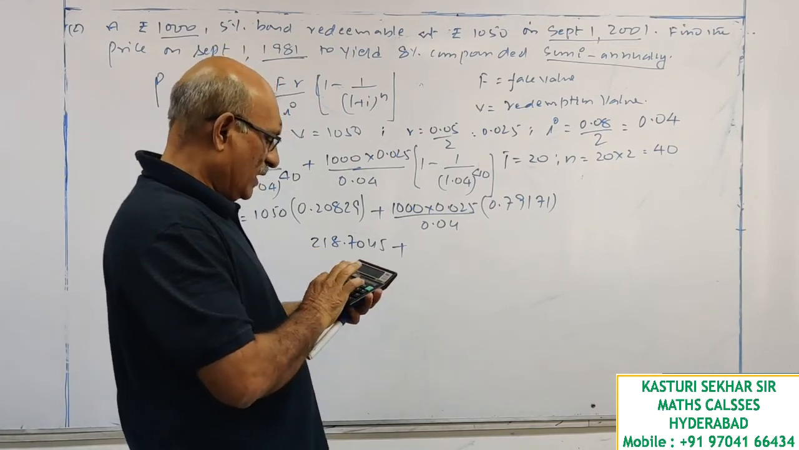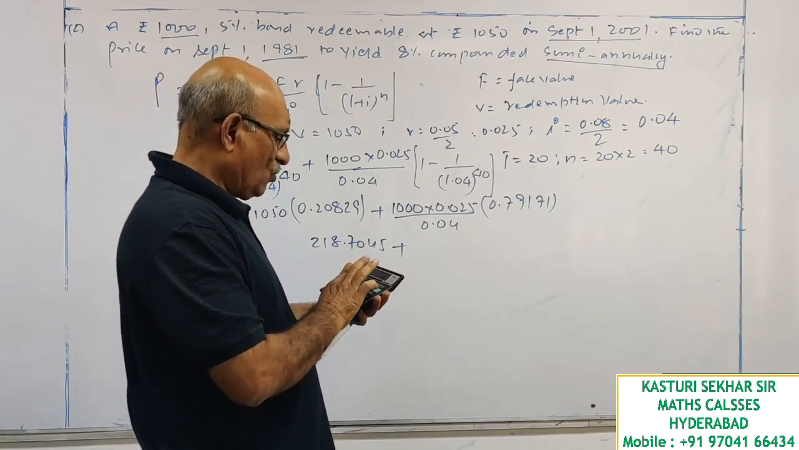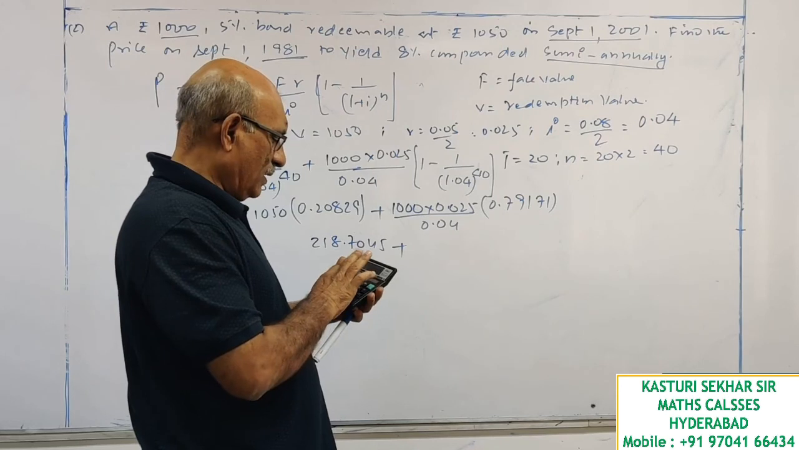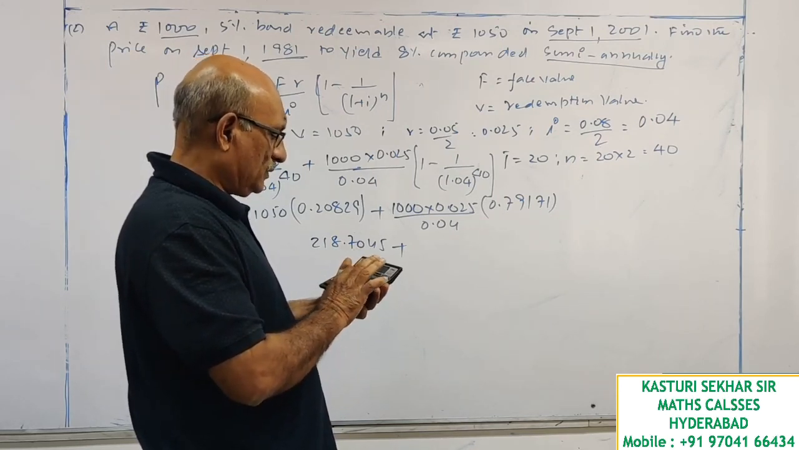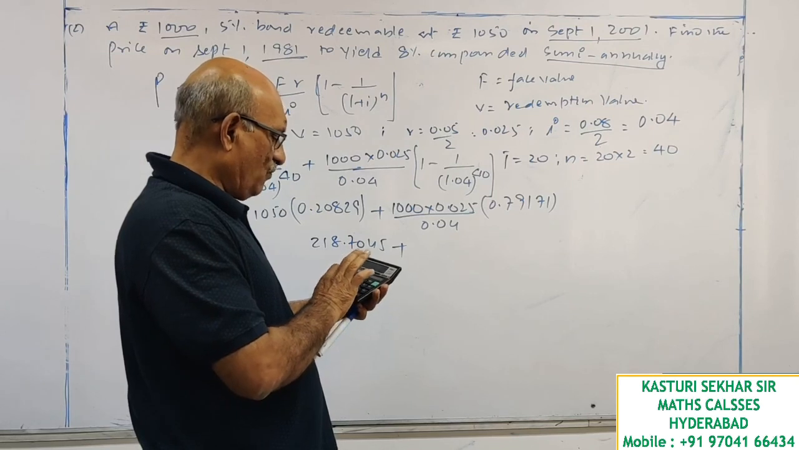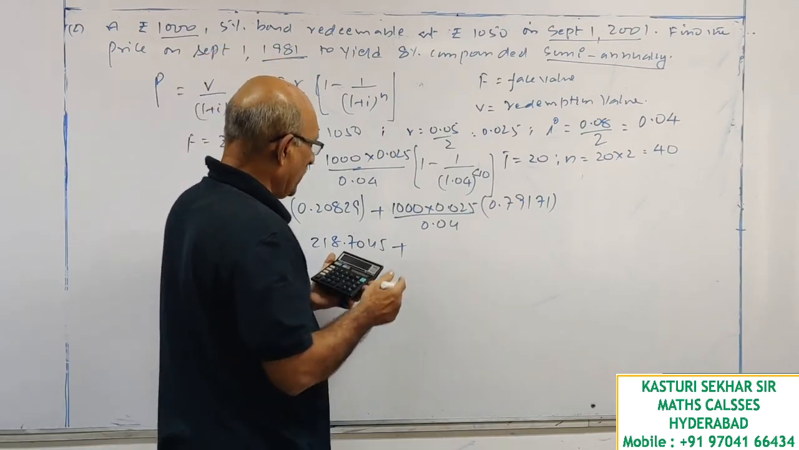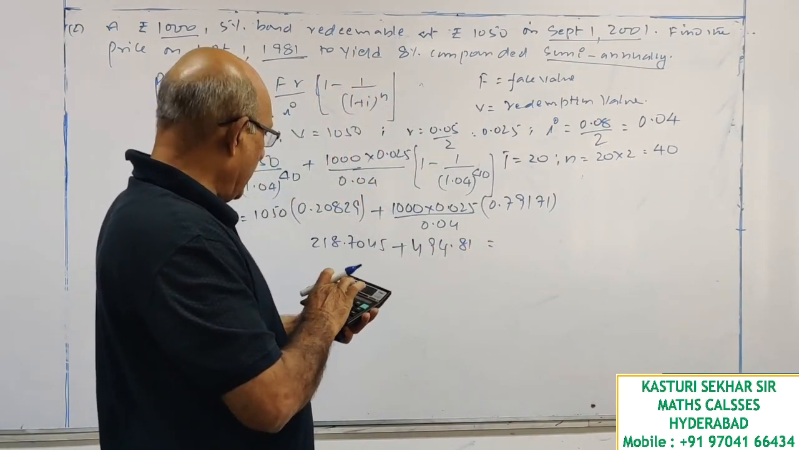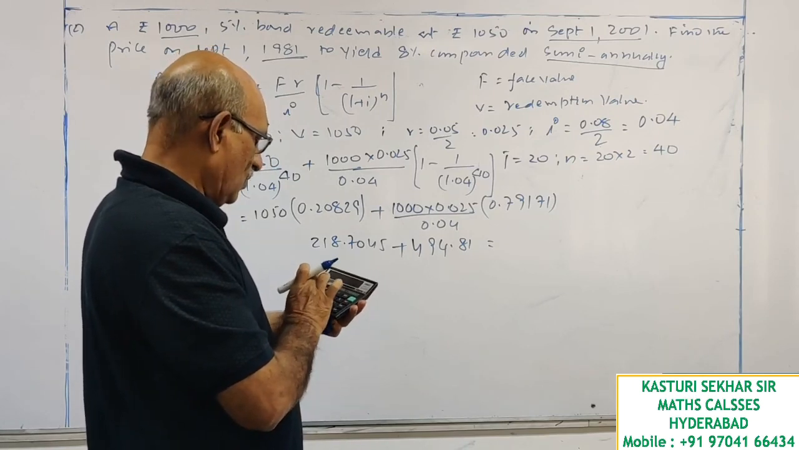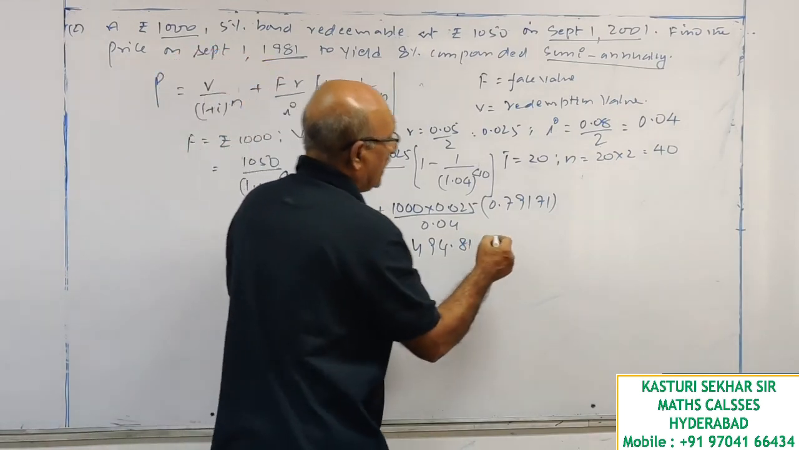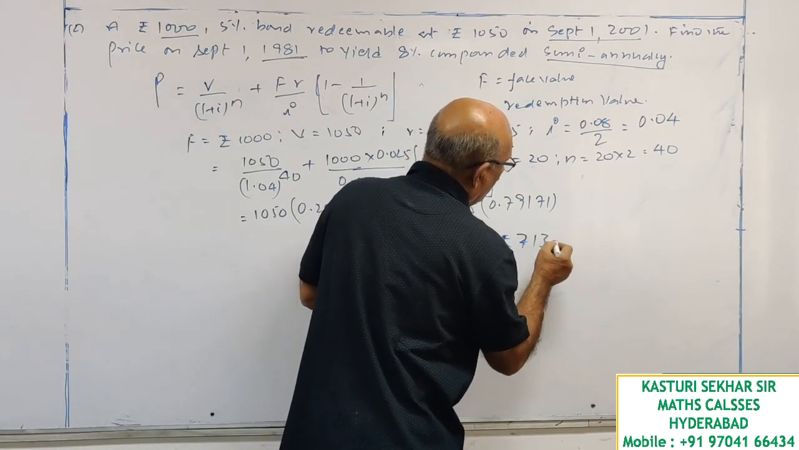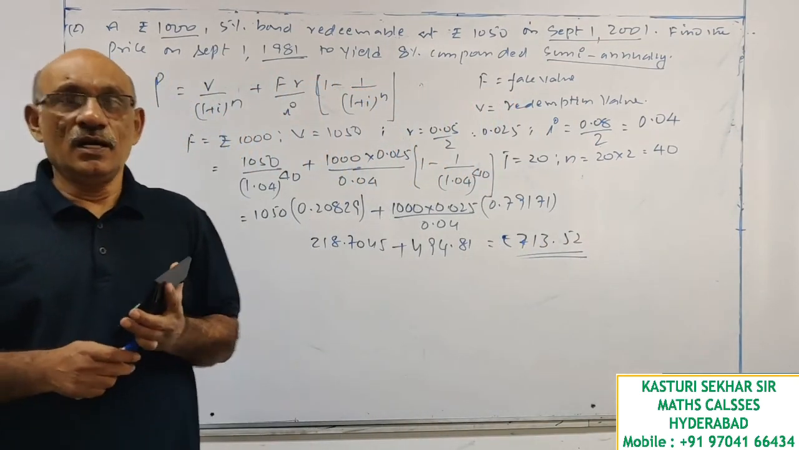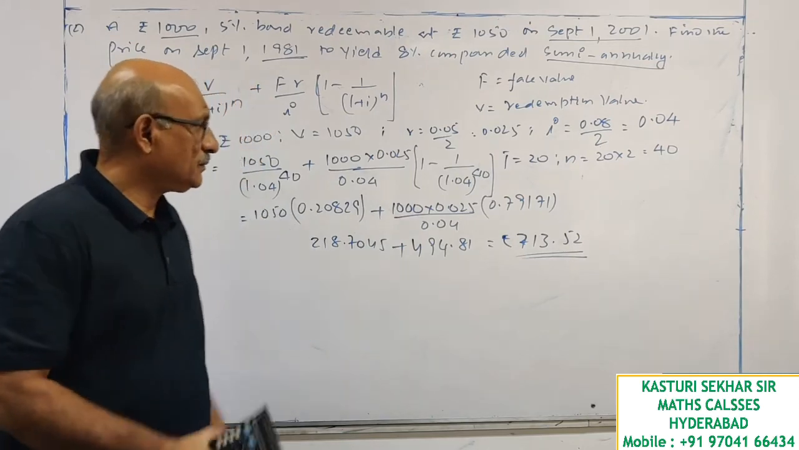Now let us multiply this. 1000 into 0.025 into 0.79171, divided by 0.04, is 494.81. Add these two values, plus 218.7045, gives 713.5. This is the purchase price of the bond. This is the purchase price of the bond. Okay.